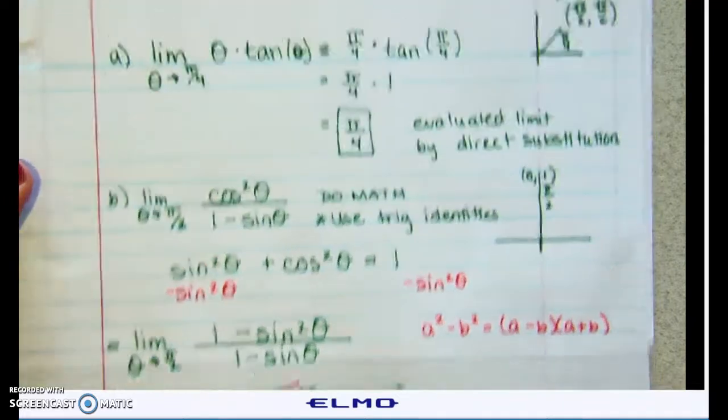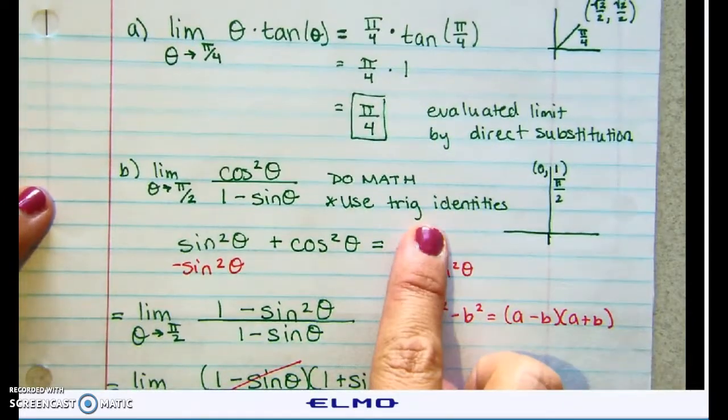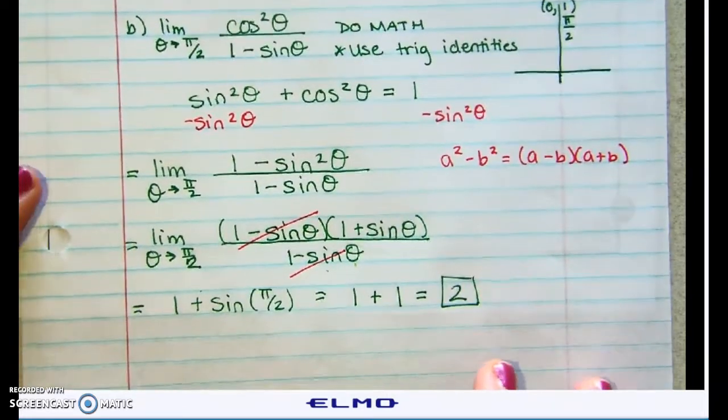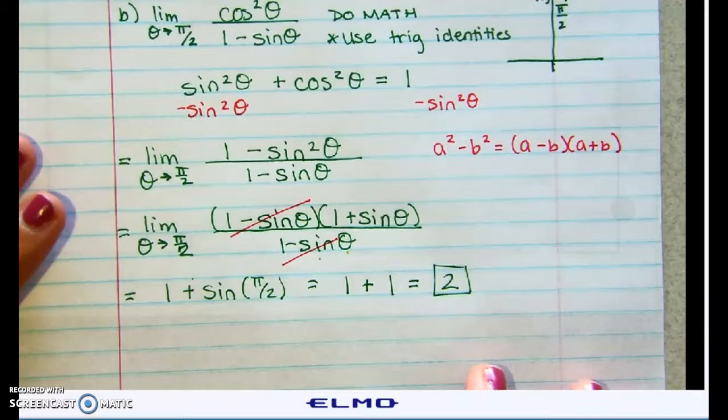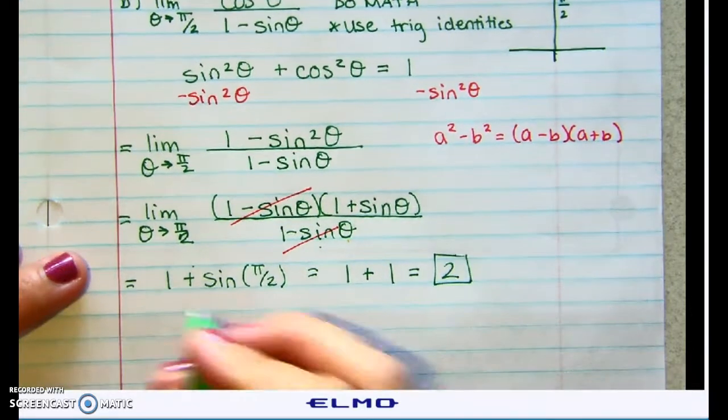So what did we learn here? Sometimes you can do direct substitution, but sometimes you have to use trig identities. Are they ever going to be as hard as they were in pre-calculus? No, they'll never be that hard. It's always like Pythag, okay? One of the simpler ones.